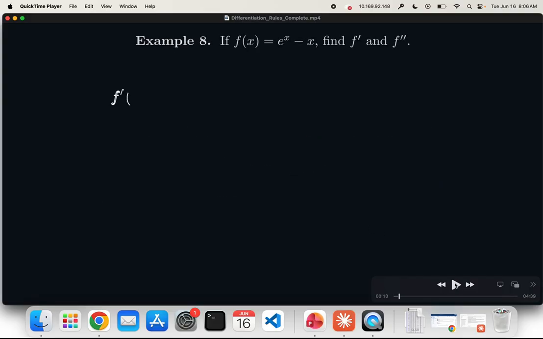All right, here's an example. Let's say that we have the function f of x, which is e to the x minus x, and we want to find the first derivative and also the second derivative.